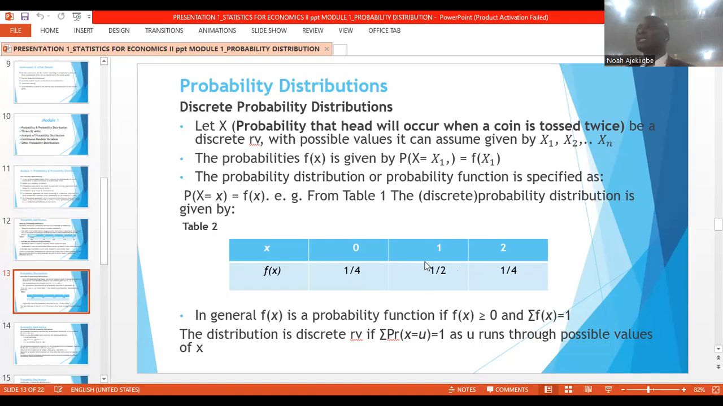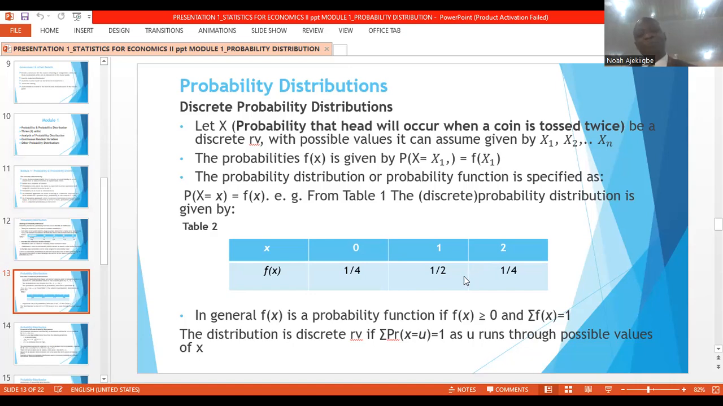So the probability that just one head will occur will be 1/2. That's half. Now the probability that we have two heads occurring means a head will occur on the first toss and on the second toss, and now we have 1/4. So you see two heads occurring at a time.